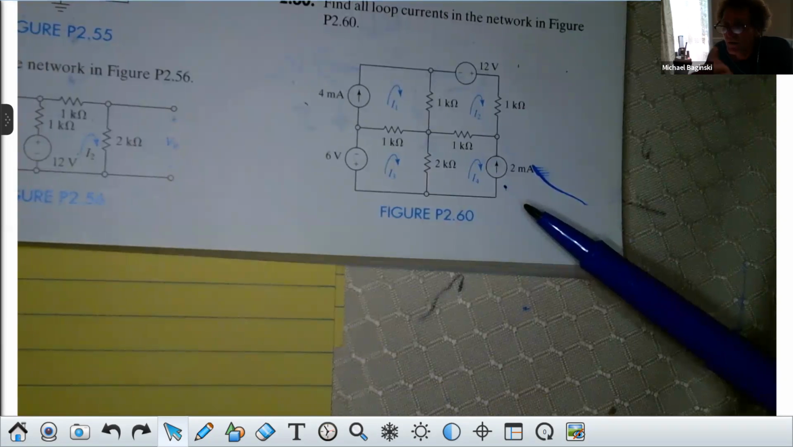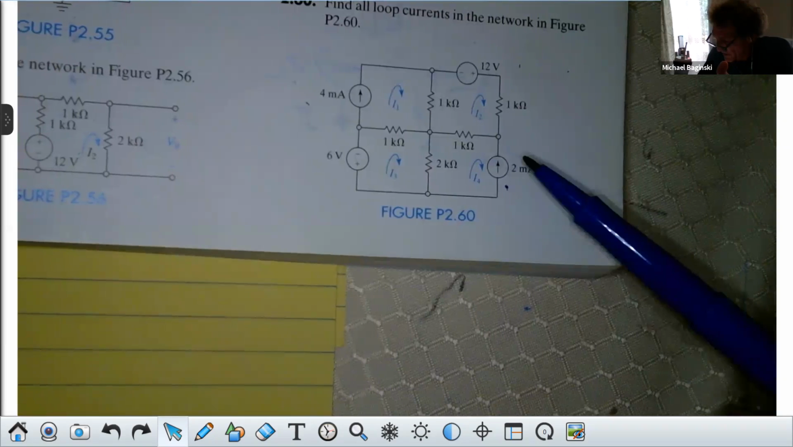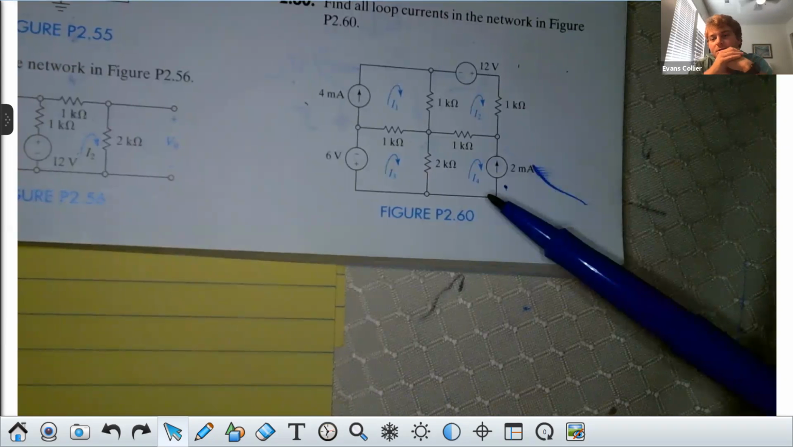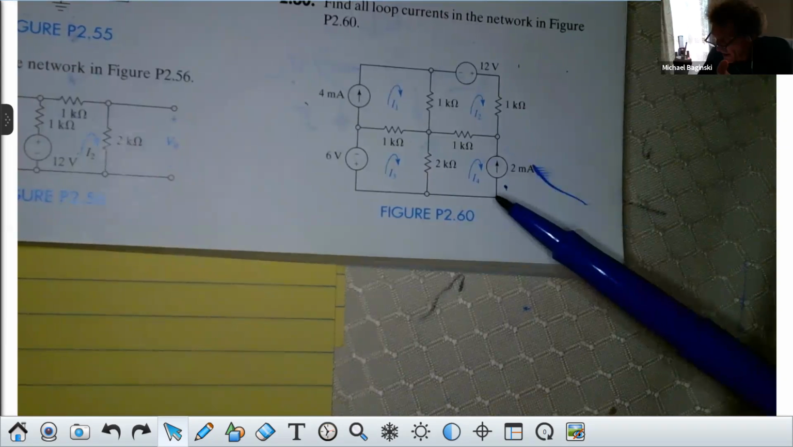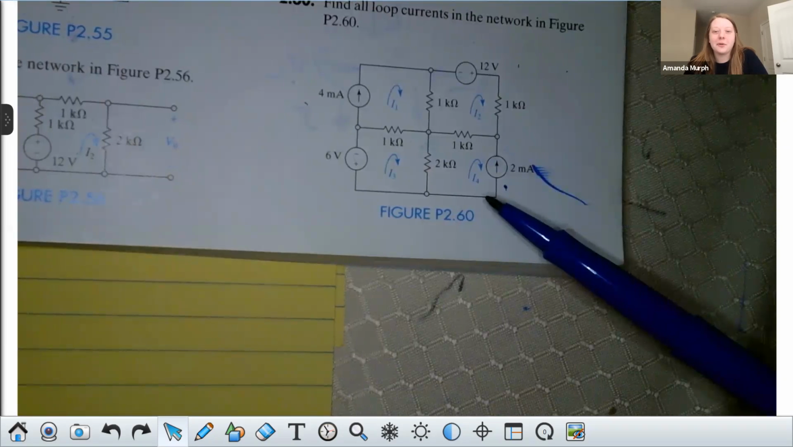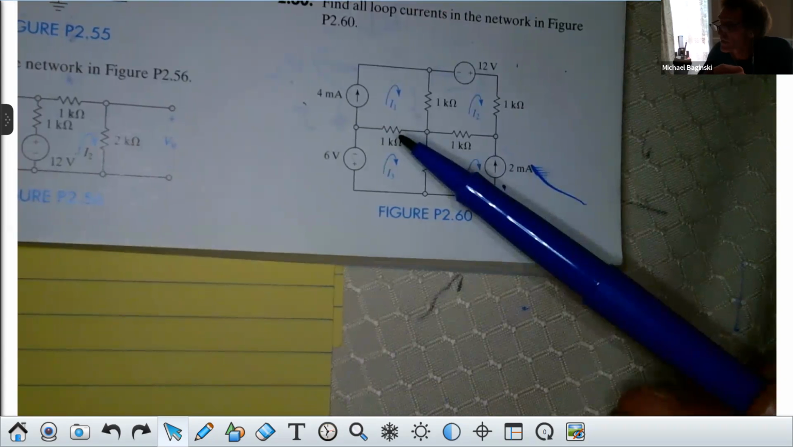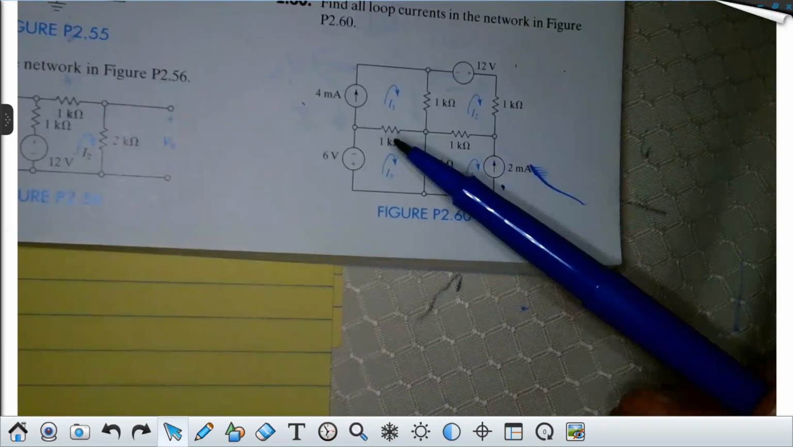All right. You can play, and so can Amanda if you want. But I'm trying to get everybody in here. What else? I1 is 4 milliamps. Yes, 4 milliamps. Milli. Don't forget the units, people, okay? A positive 4. All right.